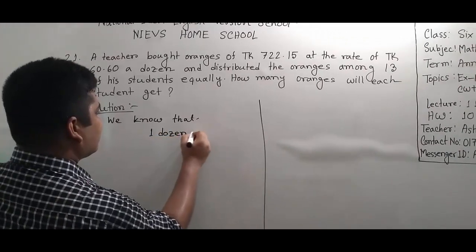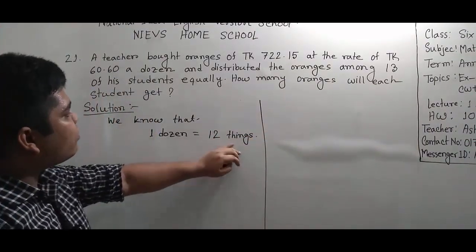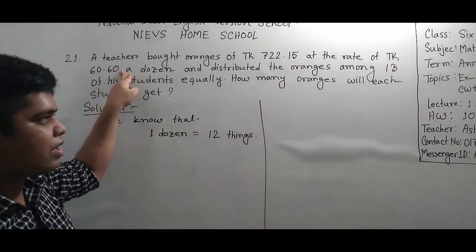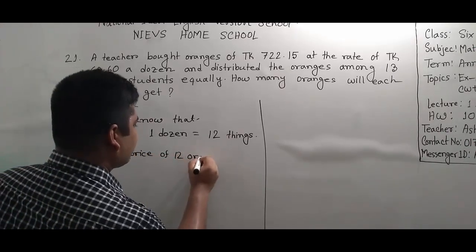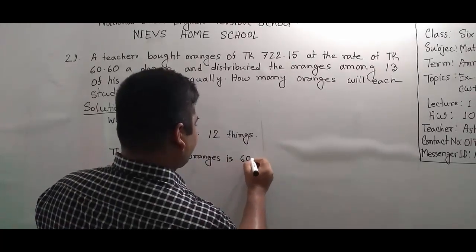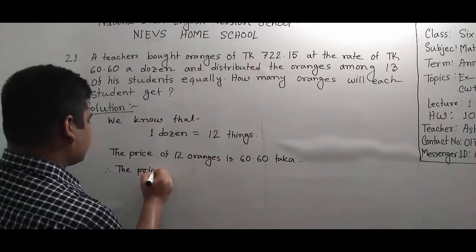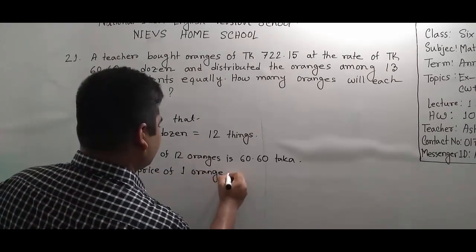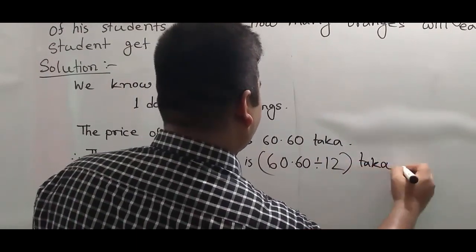Here is the solution. At first we know, 1 dozen equals how many things? We know 1 dozen equals 12 things or items. So the price of 12 oranges is 60.60 taka. Now the price of one orange is 60.60 divided by 12 taka. I hope you have understood.